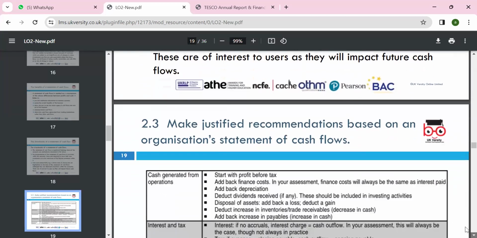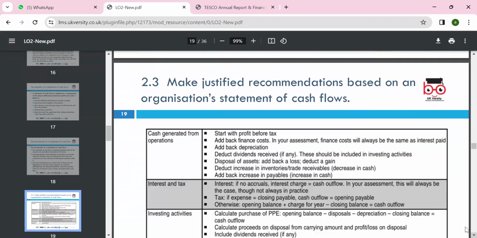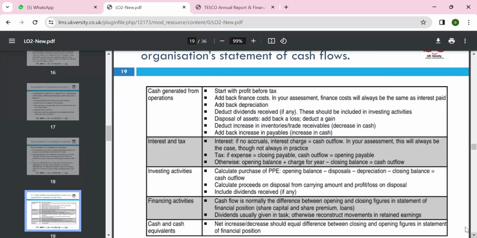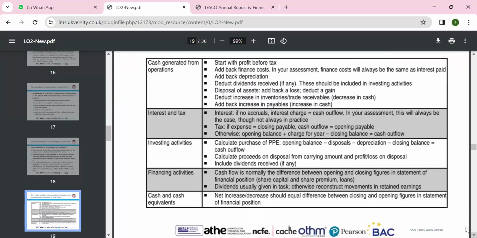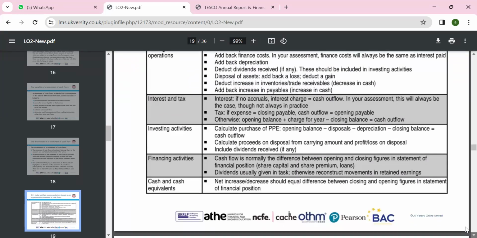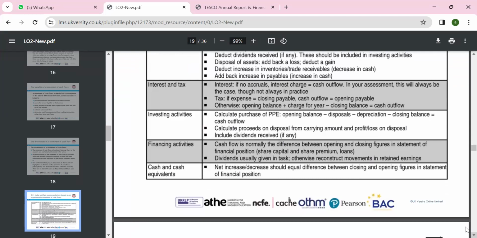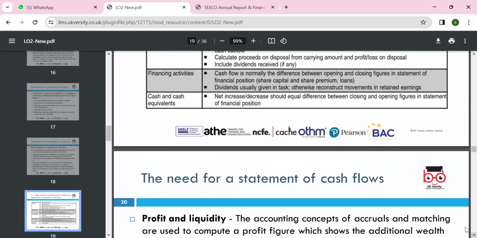2.3, make the justification and recommendation based on the organization, what has happened. Cash generated starts with the profit before tax, then add back the key adjustments. We can look at the interest and tax, investing activities, property, plant and equipment increase and decrease, financing activities increase and decrease, and what the balance of the cash flow increase and decrease is.